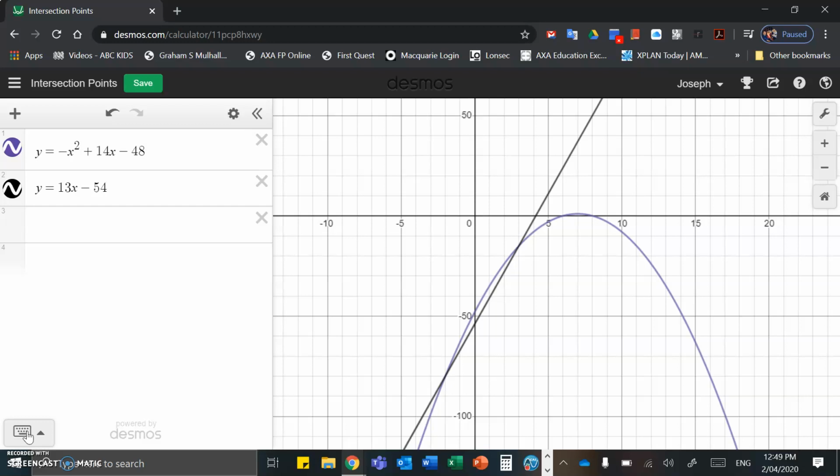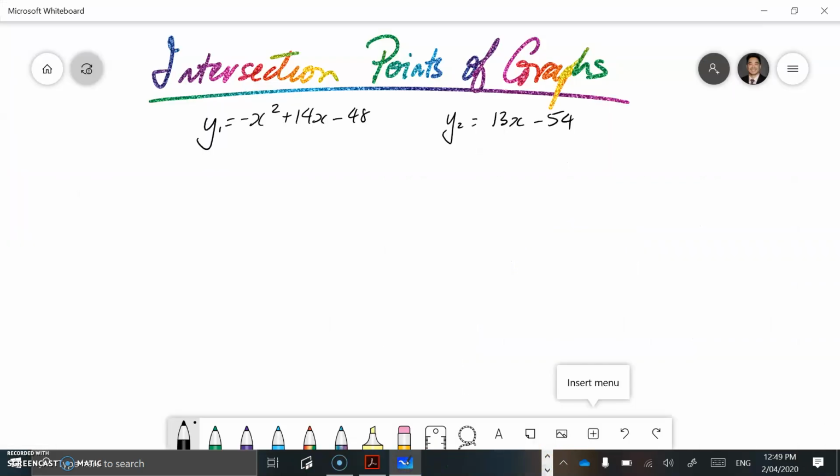Through this graph alone, unless we zoom in, we can't really see where they actually intersect. And so we can work that out by solving the equations using both the discriminant and the quadratic formula. So that's what I would like to go through with you guys today. Let's have a look at these two.